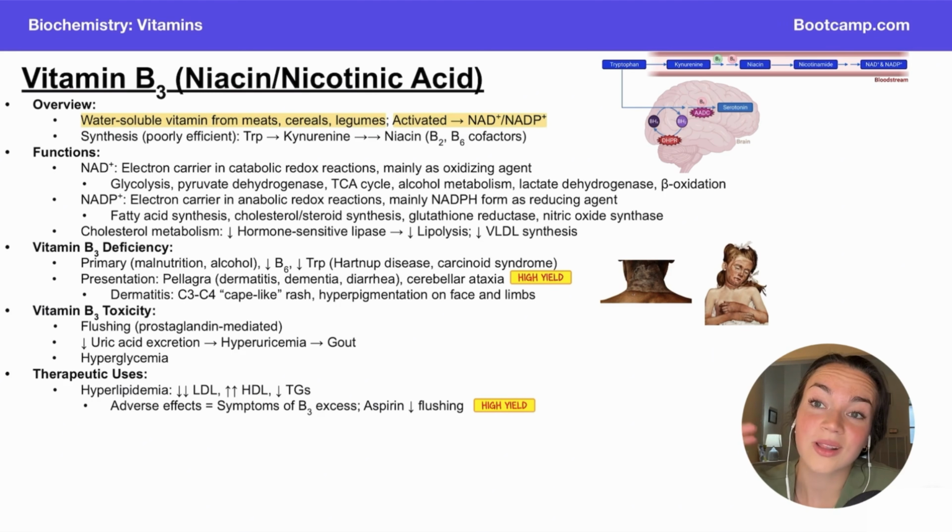Those were our major electron carriers in a variety of metabolic pathways throughout the body, which we'll talk about in a minute. So niacin primarily comes from the diet. However, as we talked about when we talked about the metabolism of tryptophan, there is a way to synthesize niacin in a lower amount. It's a poorly efficient reaction from tryptophan, where tryptophan turned into kynurenine, which turned into niacin.